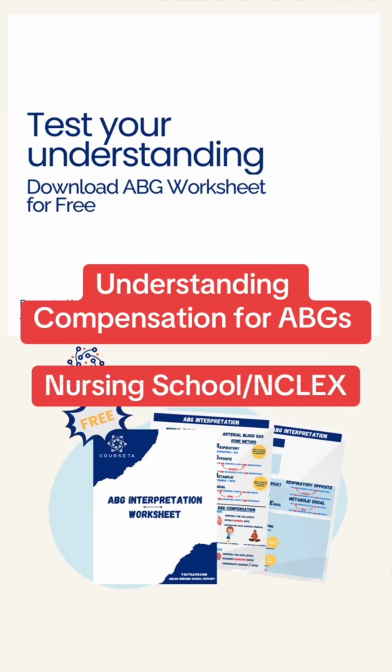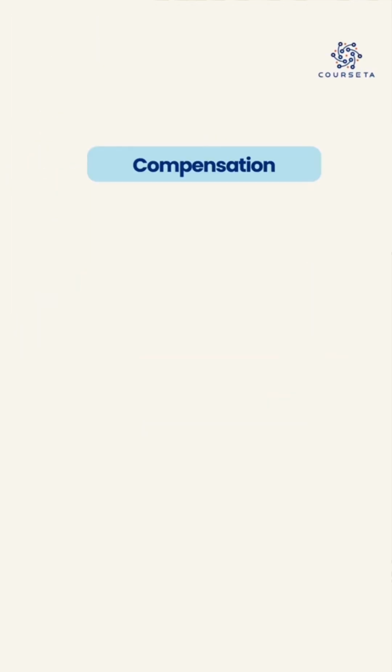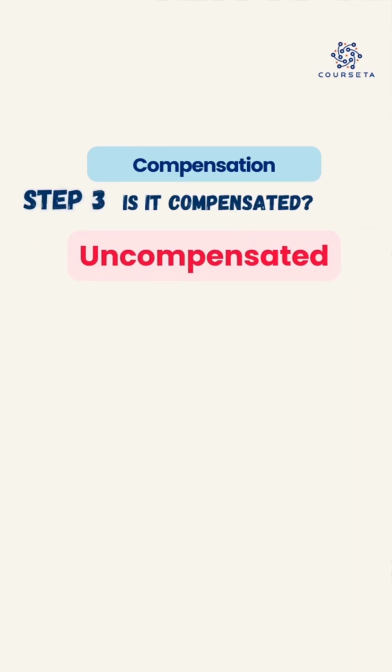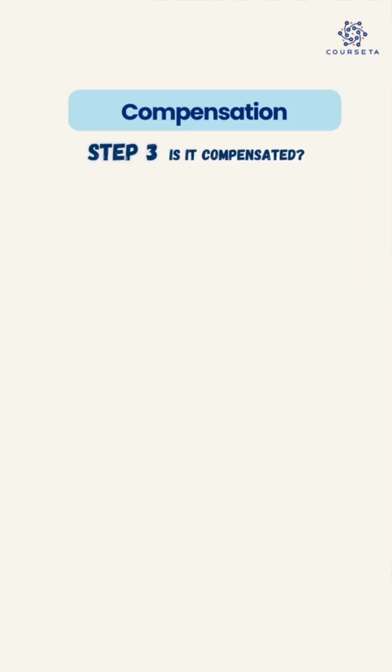Let's get right into compensation of an ABG interpretation. Now this is step 3 of the ABG interpretation. We are asking the question if it is compensated. So our 3 options here are uncompensated, partially compensated, and fully compensated. This is what you need to know about each one of these options.